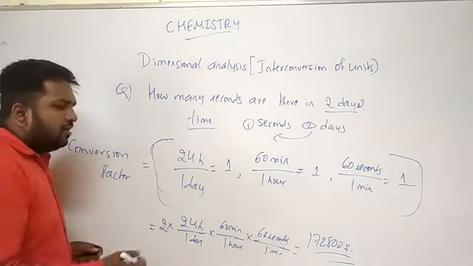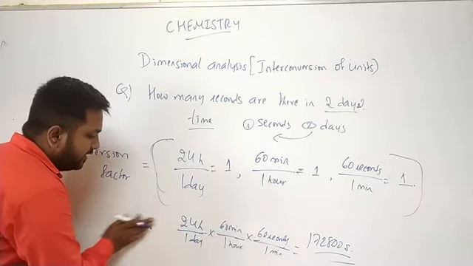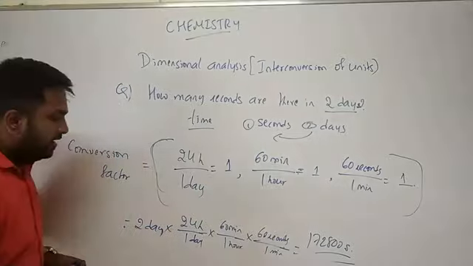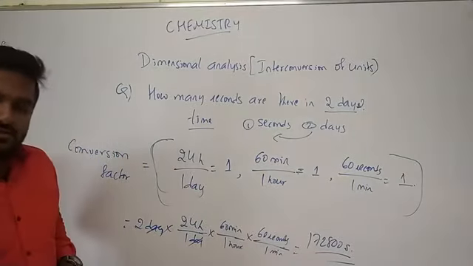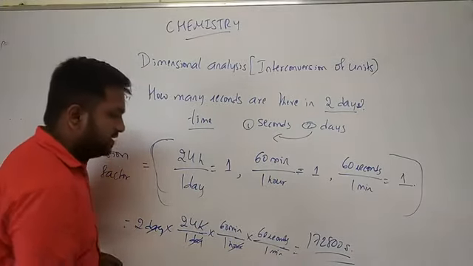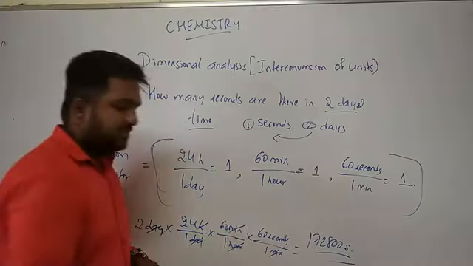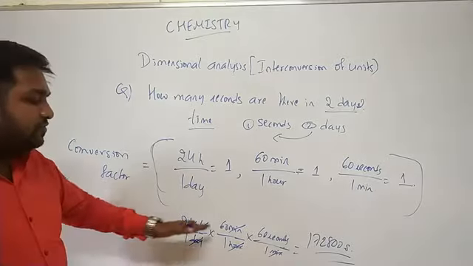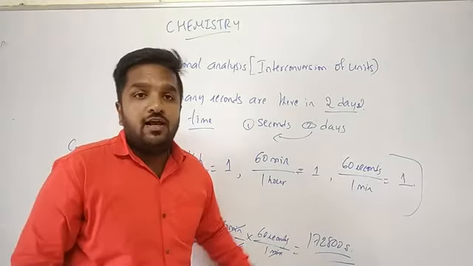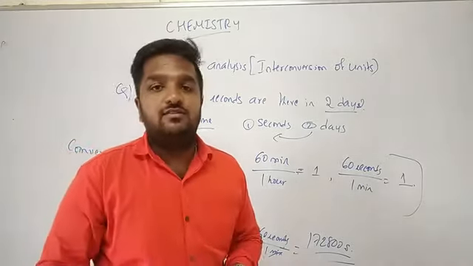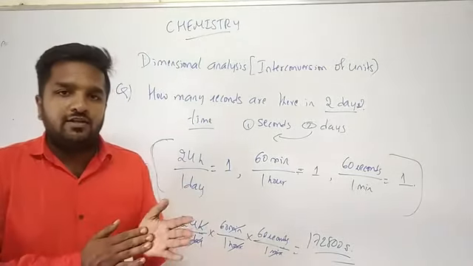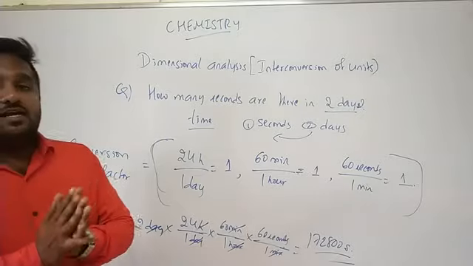So how did we get the units? Day and day get cancelled, hours and hours get cancelled, minutes and minutes get cancelled. After multiplying all these, 2 into 24 into 60 into 60, you get 1,72,800 seconds. Clear? So this is how you convert from one unit to another. This concept we call dimensional analysis.